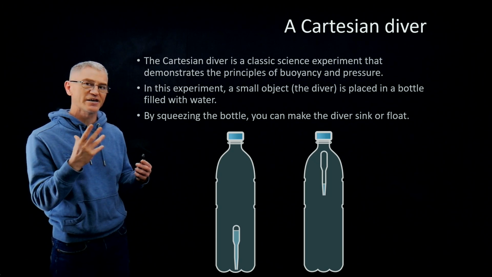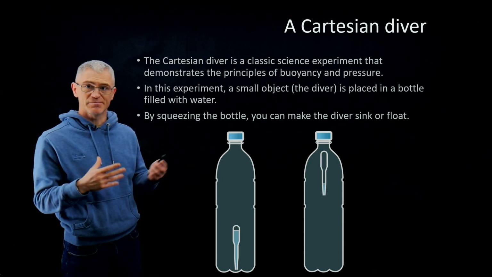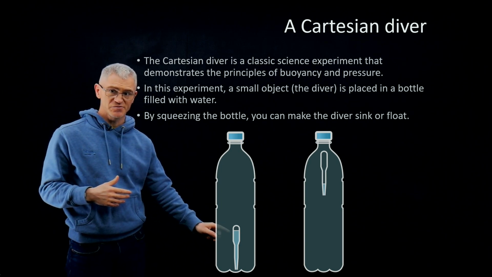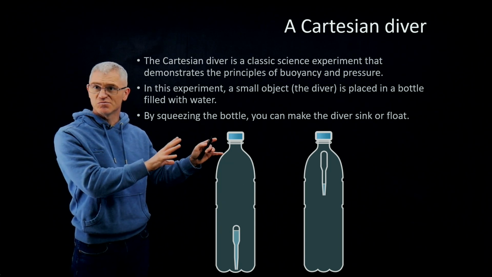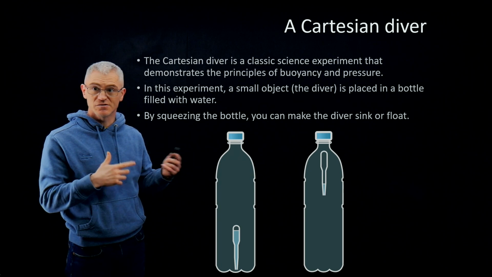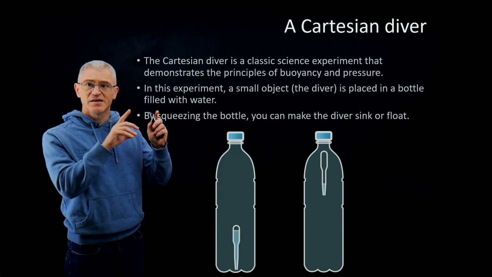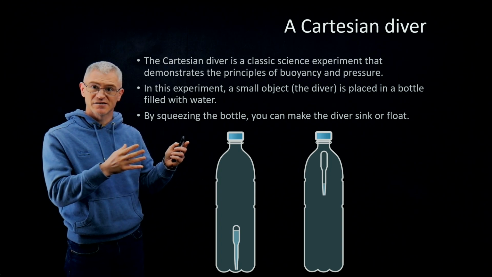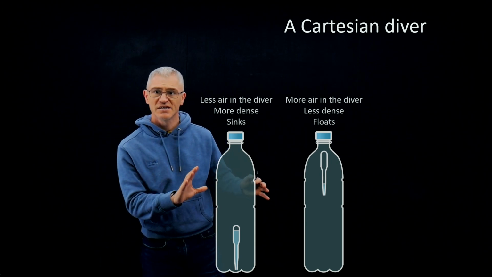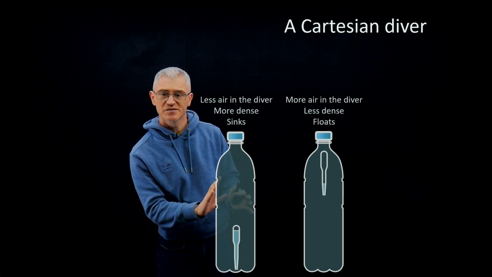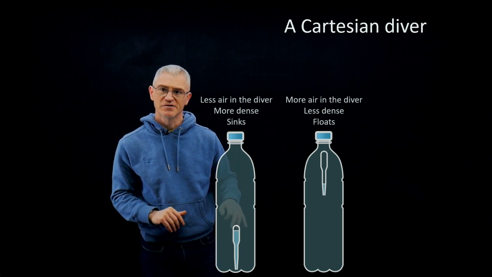Our next example is called a Cartesian diver. So a Cartesian diver demonstrates buoyancy and pressure. So what you have is you have a little diver, which is this thing here. Okay, and it's placed in a bottle, and the bottle is filled with water. And you can do this at home, you can do this in a lab. It's really, really easy. We just used a pipette here. Okay, now squeeze the bottle, it makes it sink. You can make the diver sink or float. So let's move on. This one, if I squeeze, it forces the water into this pipette.